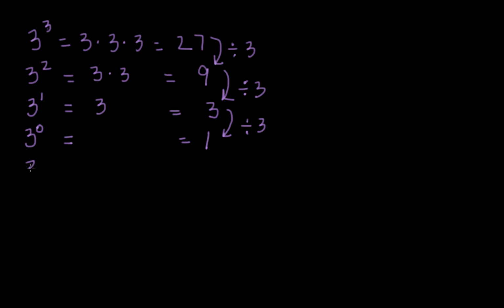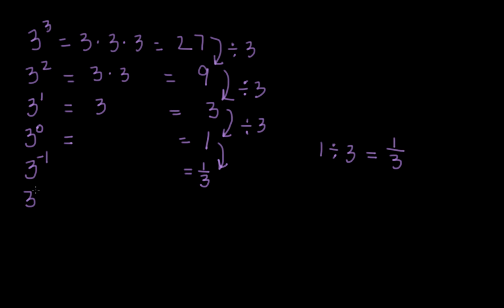Now we have negative exponents. So 3 to the power of negative 1. We're going to continue that pattern. 1 divided by 3. Remember, a fraction is an unfinished division problem. So a division problem can be written as a fraction. 1 divided by 3 can be written as a fraction 1 over 3. So 3 to the power of negative 1 is 1/3.